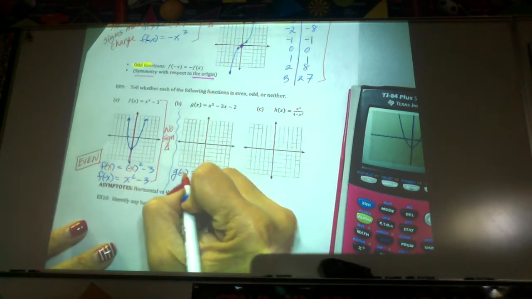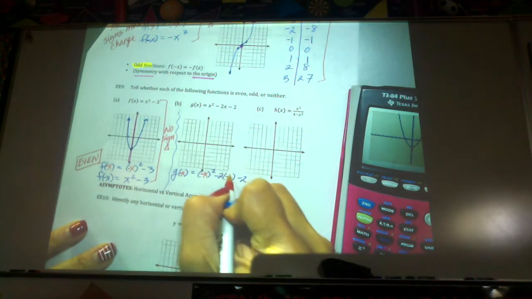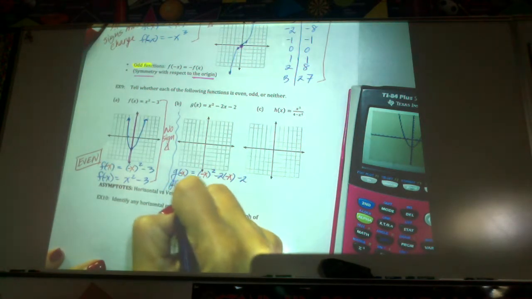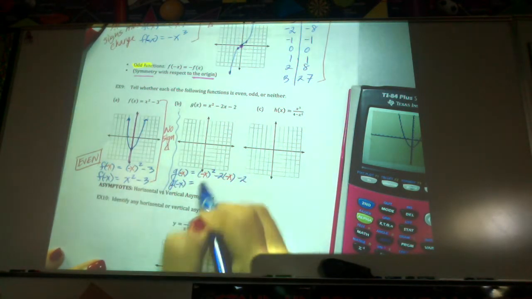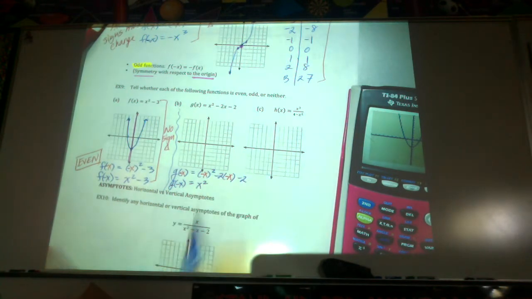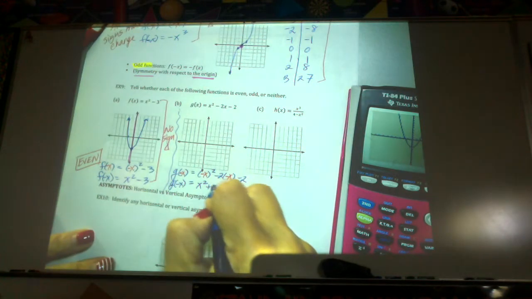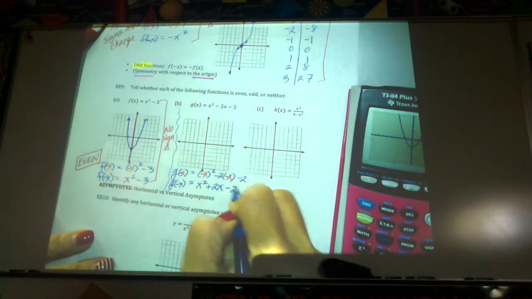So I'm putting in that -x for every single x in the function. So I get g of -x is equal to (-x) squared, which gives you x squared. So far, so good. -2 times -x is a positive 2x, minus 2.